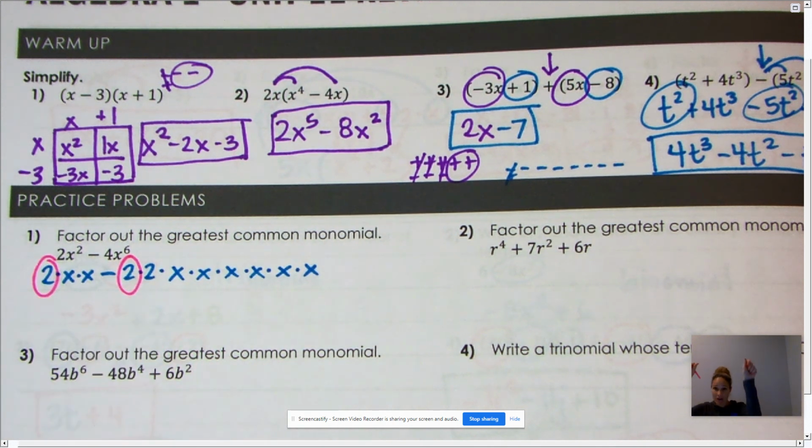It has to be whatever I take from one, I have to take from the other. It has to be the same. It's kind of like when we're reducing fractions. Whatever we do to the top, you have to do to the bottom.